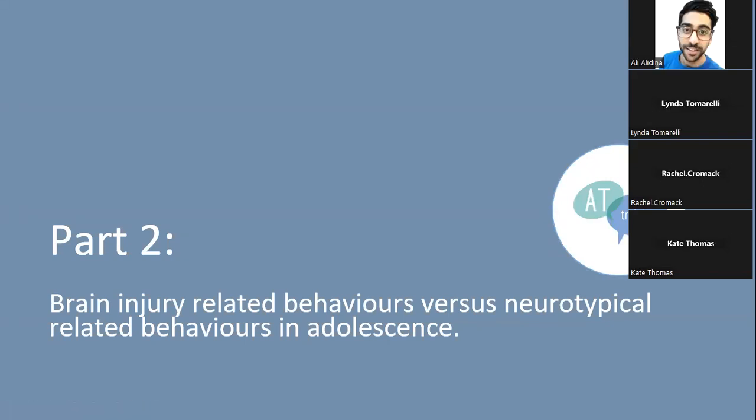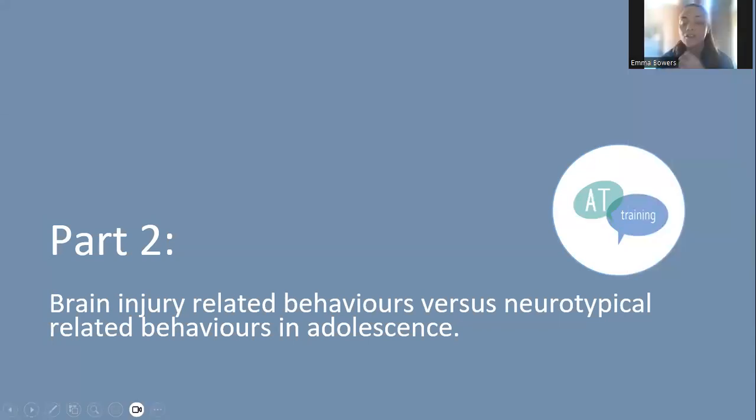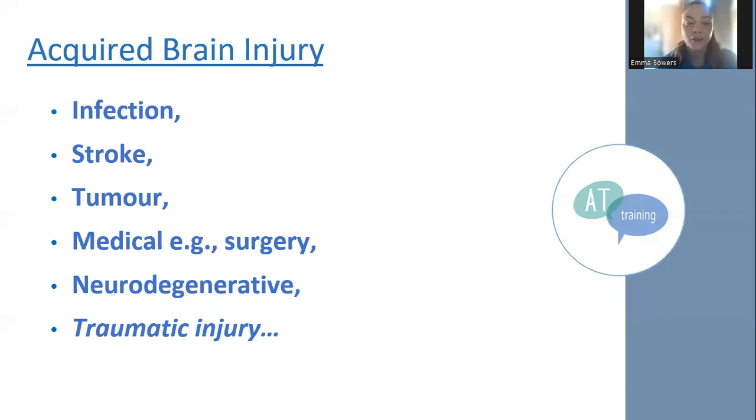So what we're now going to explore a bit further is brain injury related behaviours versus neurotypical related behaviours in adolescence. So again, I'm going to go a bit quicker through these slides, but please, if you have any more questions, just pop them in the chat box and we can chat further at the end. I'm just really trying to manage time appropriately.